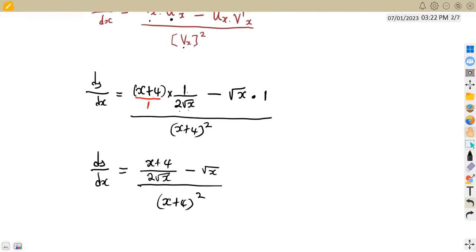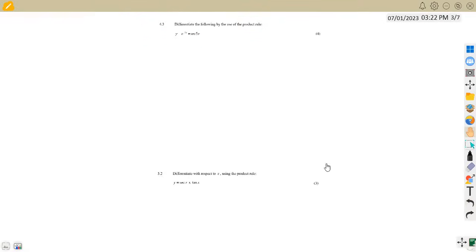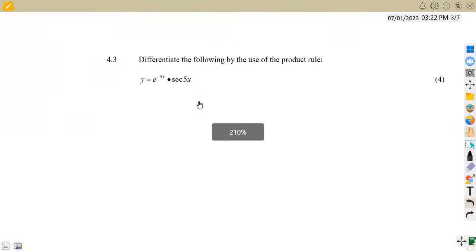All right, so let's check other questions that you're given so that we can see other rules that we are having, which is the product rule.